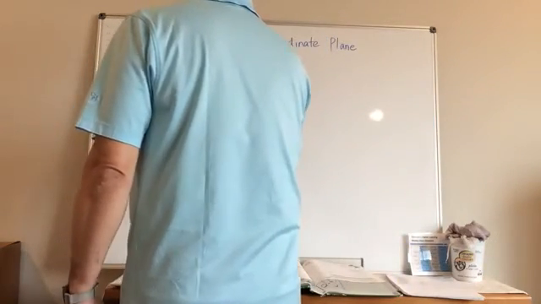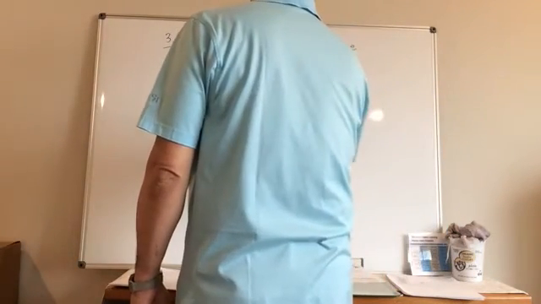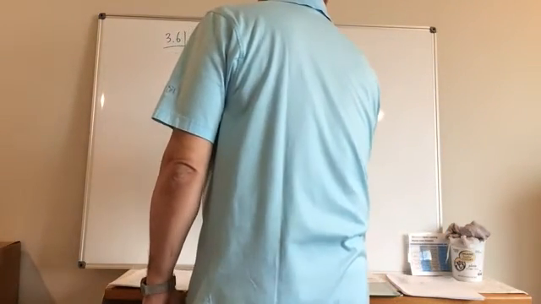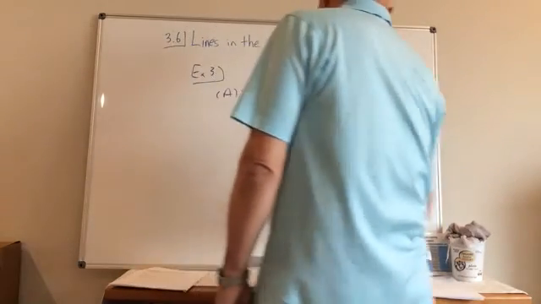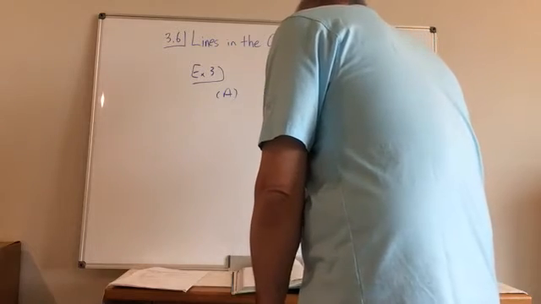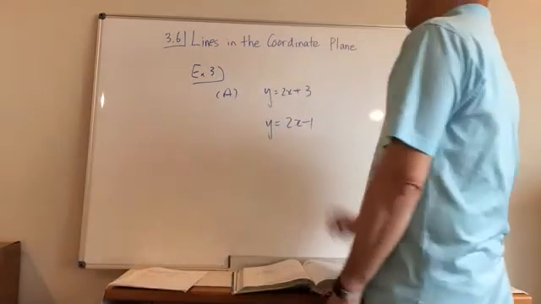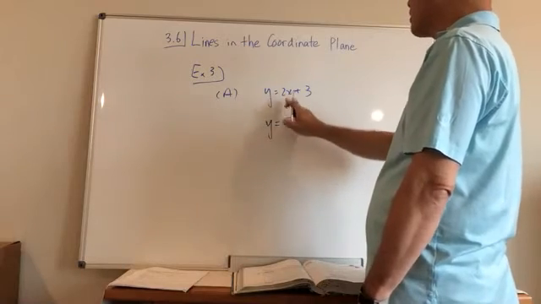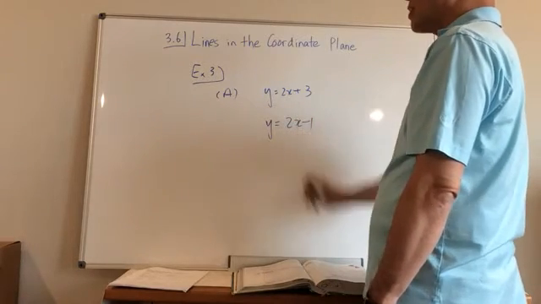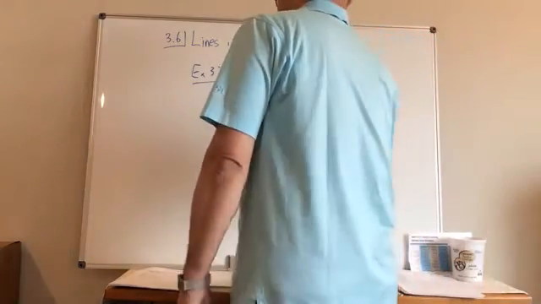Example number 3A. We have two lines. y is equal to 2x plus 3, y is equal to 2x minus 1. Classify the lines. In other words, determine whether the lines are parallel, intersect, or coincide. So obviously the m values are the same here, so these are parallel lines. They're never going to meet.